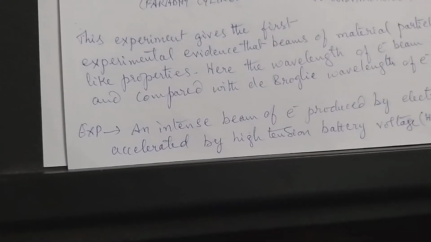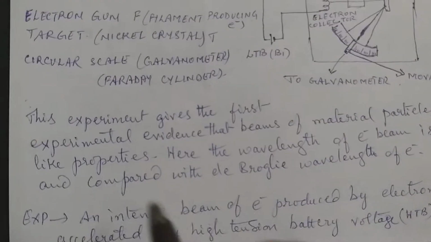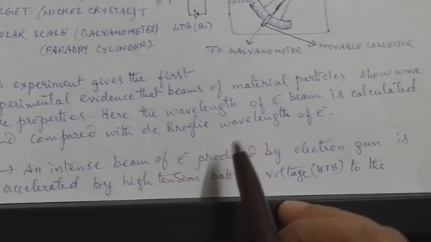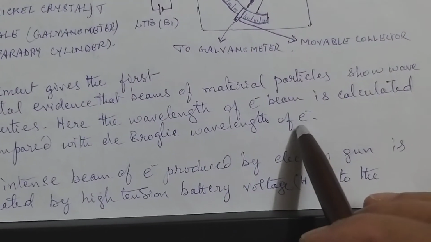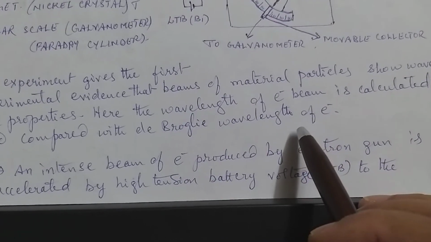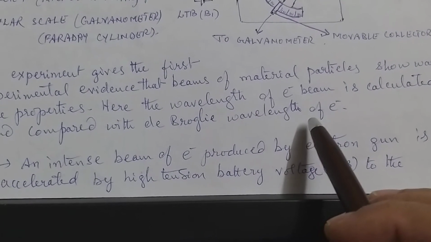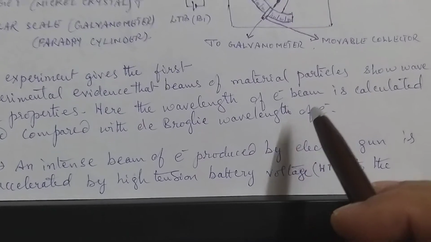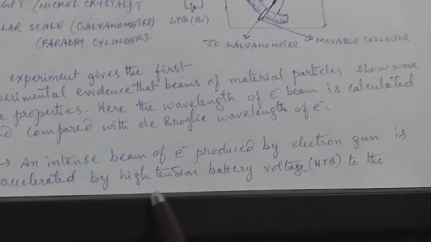So we will see the calculations, I'll repeat them. Here they are compared to the de Broglie wavelength of the electron, which is calculated by the formula lambda equals h divided by root of 2meV.